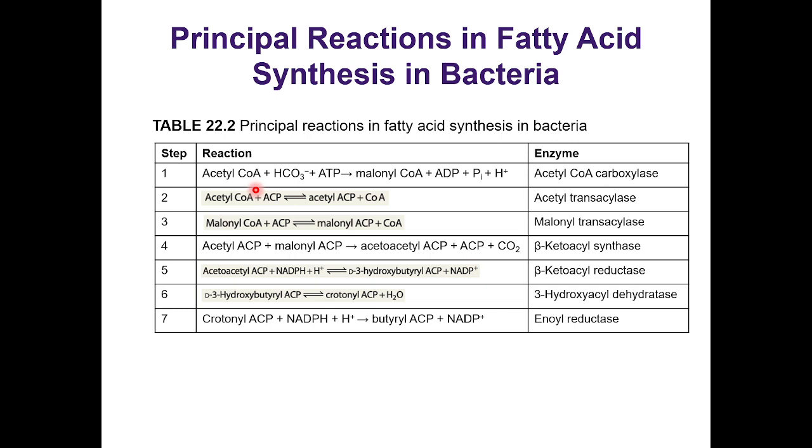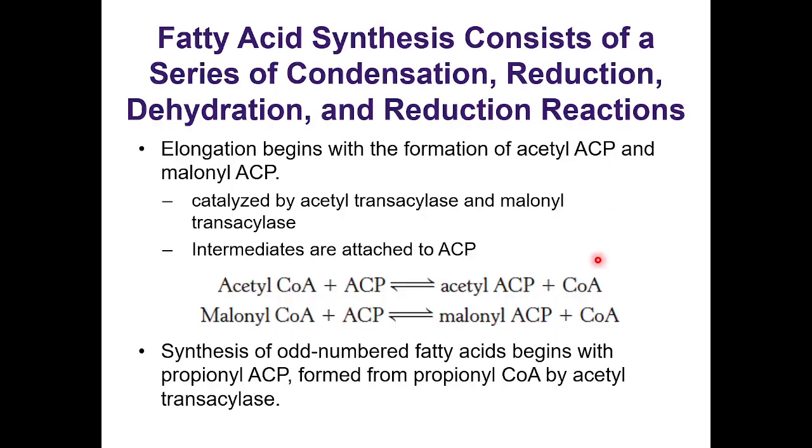These are the principal reactions of your fatty acid synthesis. This is in bacteria, by the way. And right there we have the reactions. So the elongation is going to begin with the formation of our acetyl ACP and the malonyl ACP. It's going to be catalyzed by the acetyl transacylase and the malonyl transacylase. The intermediates are going to be attached to the ACP in these reactions. So here we have the acetyl-CoA plus the ACP. We're going to swap the acetyl onto the macro-CoA, or the ACP, right? And then we're going to take malonyl-CoA, we're going to swap it onto the ACP, and those were equilibriums.